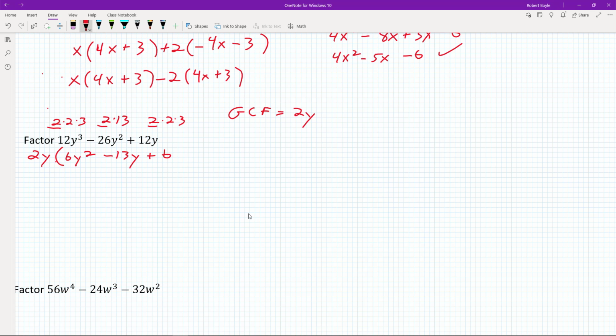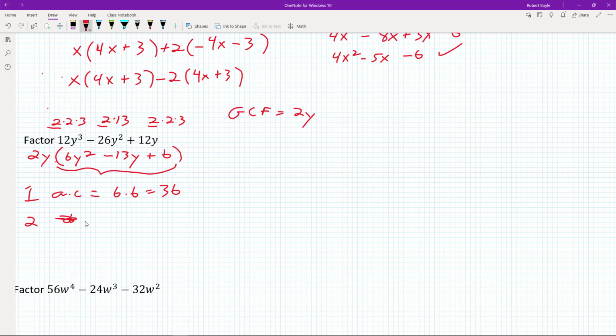All right. Now, once we've done that, we want to factor this. So the first thing we want to do is compute a times c, which is going to be 6 times 6, which is 36. Now we want to find factors of 36 that will sum to negative 13. So we know for a fact, since we have a positive 36, both factors are going to be negative.